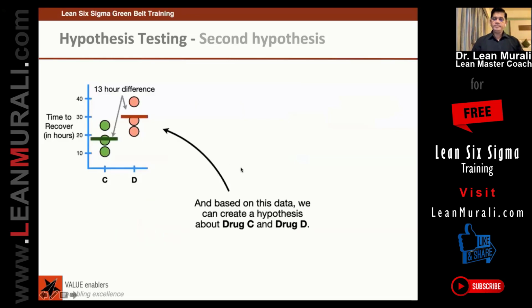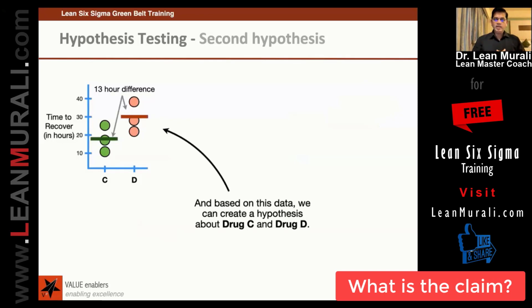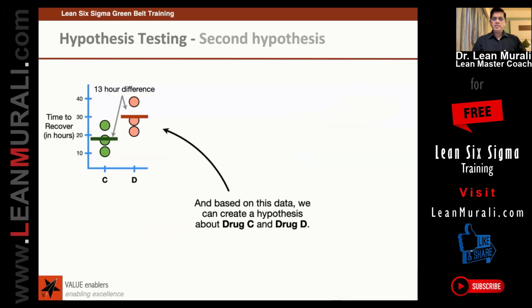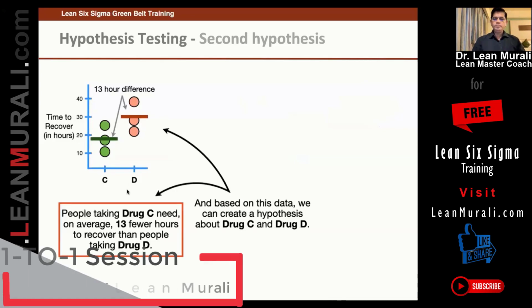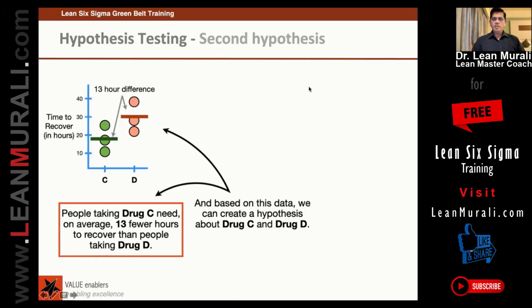And based on this data, we can create a hypothesis about drug C and drug D. What is the claim that you can make out of this? 13 hours. So, people taking drug C need on average 13 fewer hours to recover. This is how you should write the hypothesis, okay? This is the initial hypothesis. Statistically how you should write it, I'll articulate later, because if I start telling you H0 is equal to so and so and H1 is equal to so and so, you will get scared.